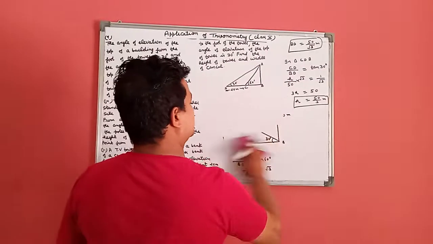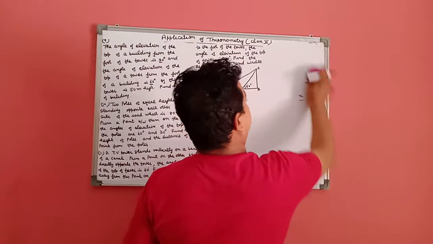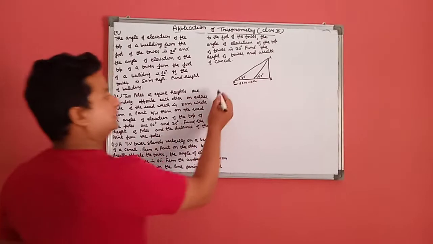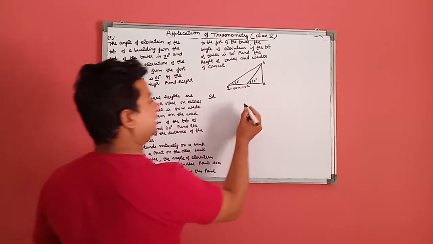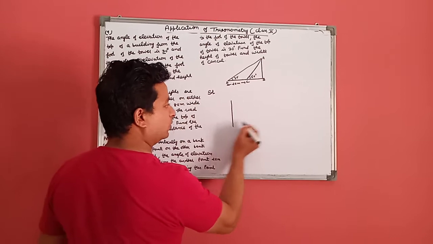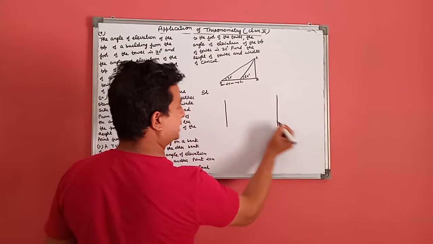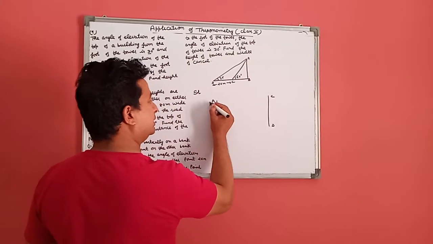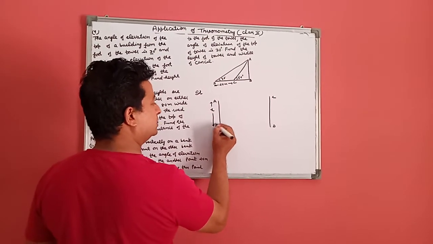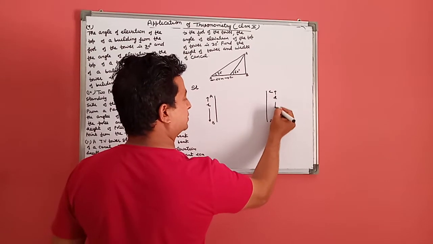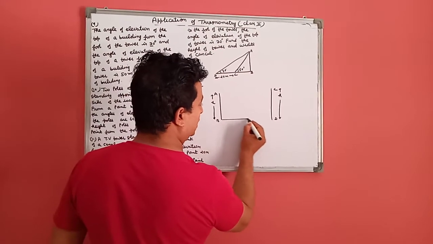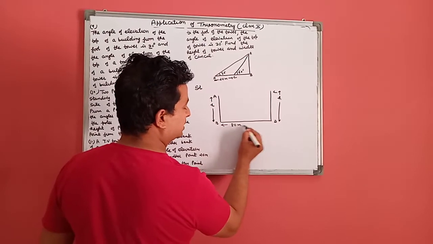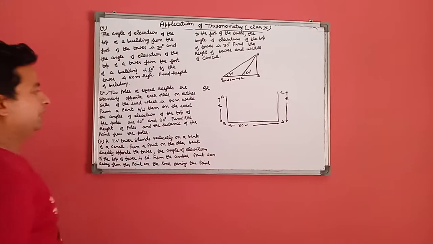In question number 10, the statement is two poles of equal height standing opposite to each other. This is one of the pole, this is the second pole, AB, CD. Both having equal height. This is H, this is also H. These standing on the opposite side of a road. The road is 80 meter wide. This distance is 80 meter wide.